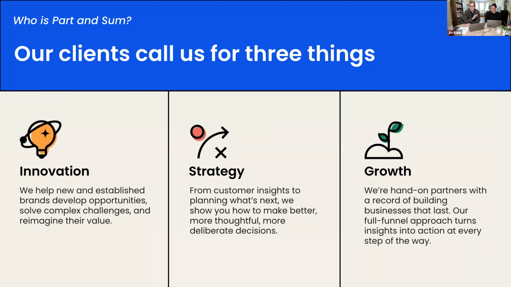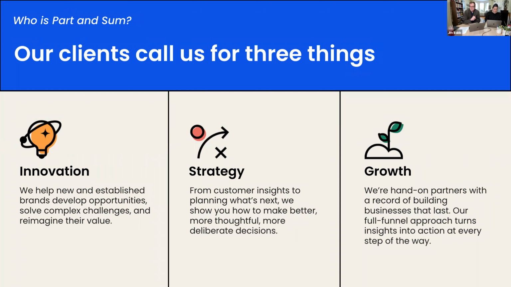So just a little briefly about Part and Sum, if you're not familiar, if this was passed along to you by someone else. We are a digitally native strategy firm. We focus on these three areas. People come to us for a variety of things. The first one is innovation. So we help brands of different sizes develop new opportunities, solve complex problems like navigating this weird ad space we're going to be talking about today, and then reimagine their value, as well as strategy.